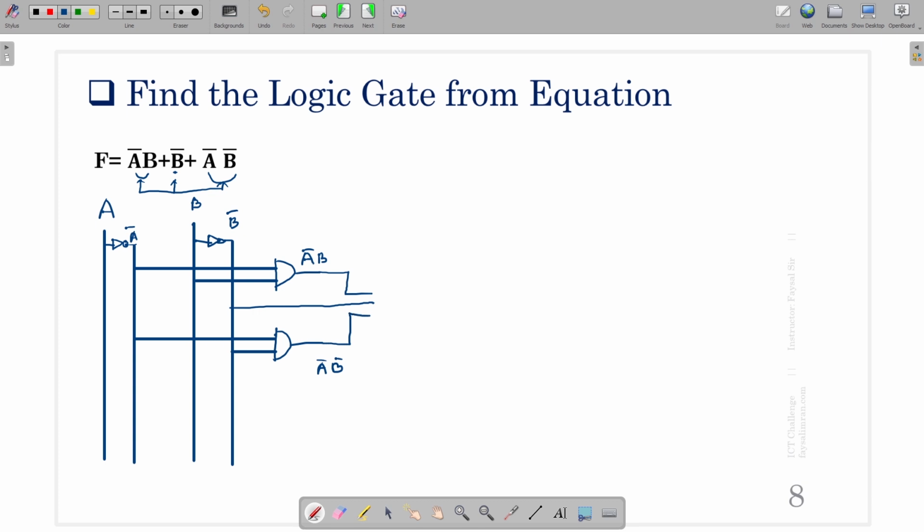So we just make sure our three inputs, and we have to add those three. So we write here an OR gate, so you will get A bar B plus B bar plus A bar into B bar, so A bar into B bar. Okay, so this is our final logic gate for this equation.